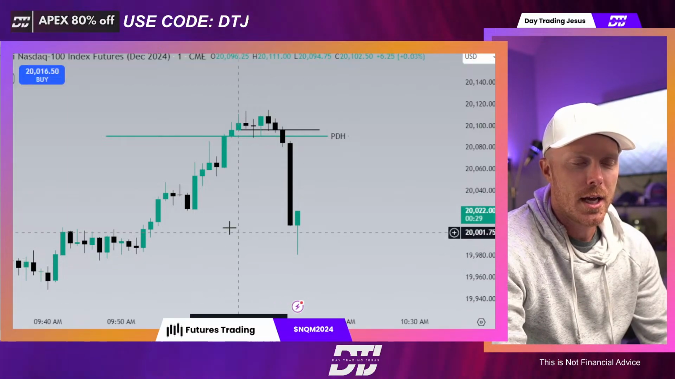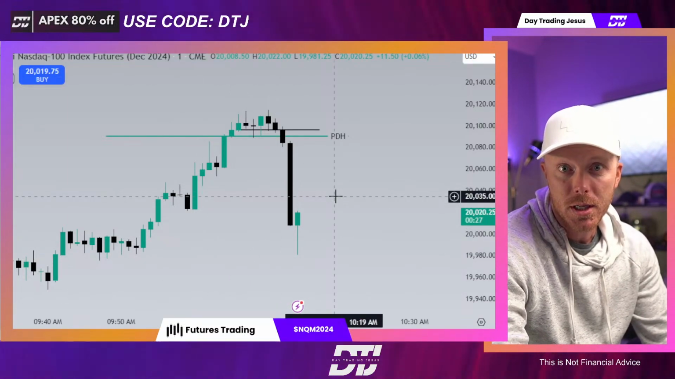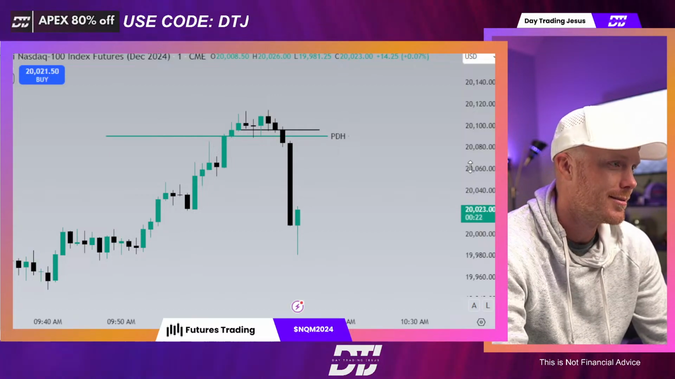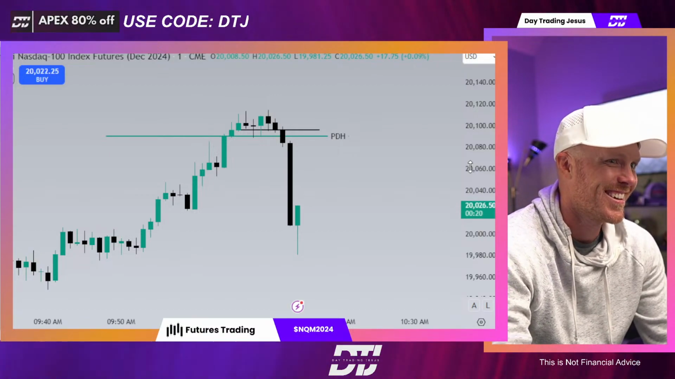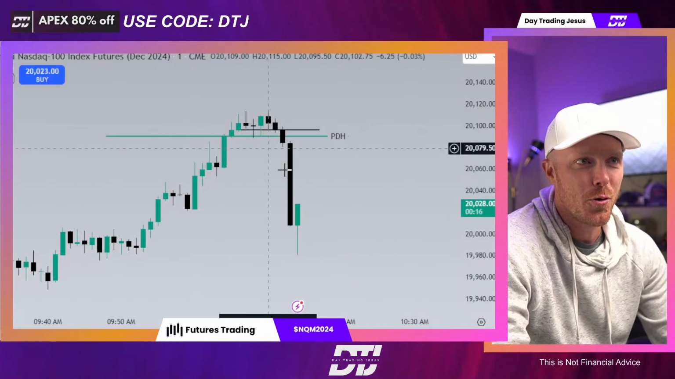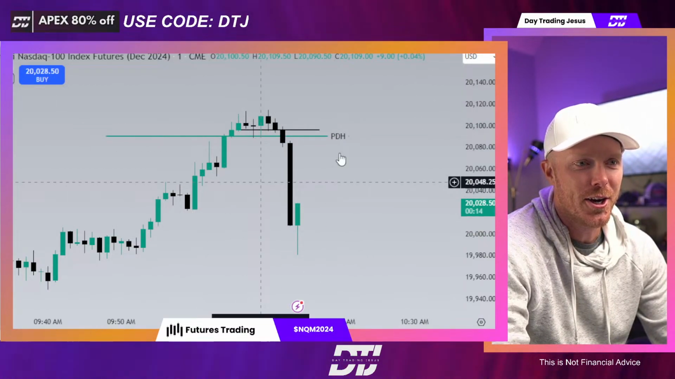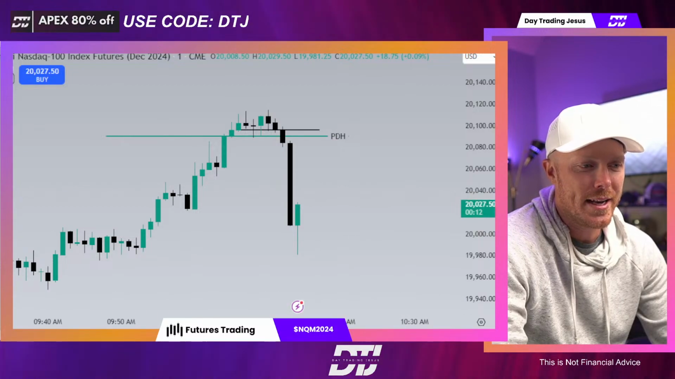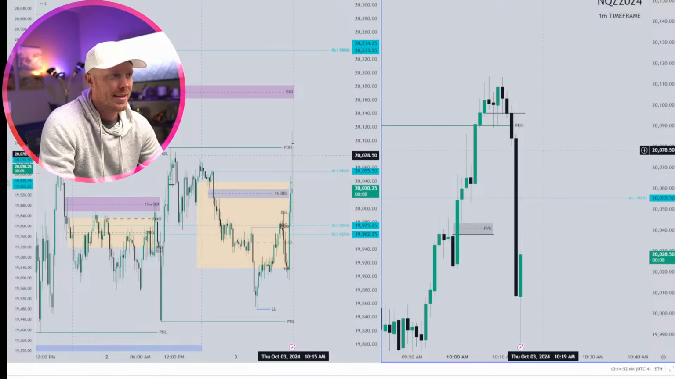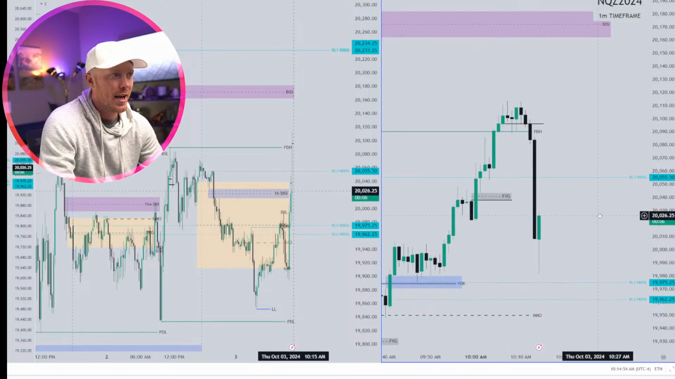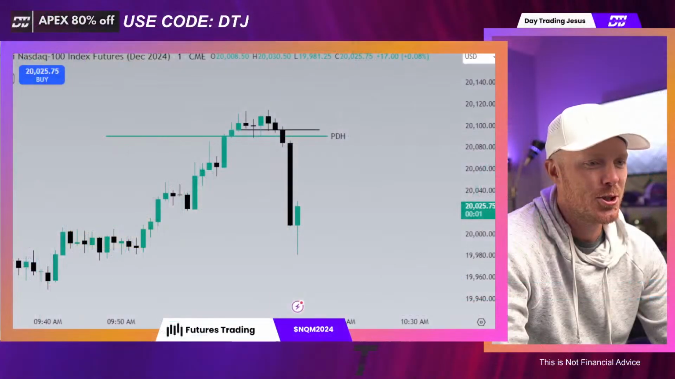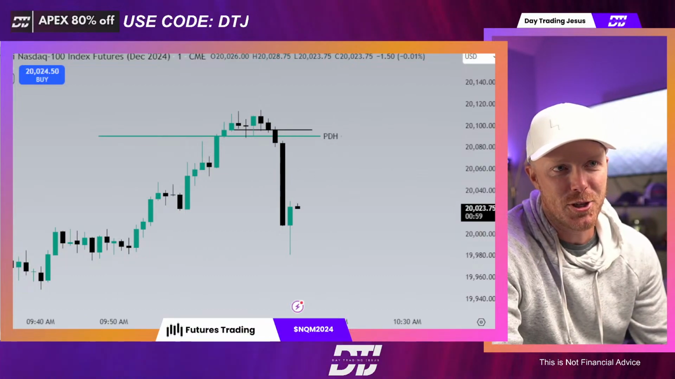Well, folks, the turtle soup worked. The turtle soup worked. For those of you watching, this right here on the screen, I do all my analysis on my main chart, which is on the minis. So I took the trade based on what I saw here, but switched over to the micros so you could see my execution.